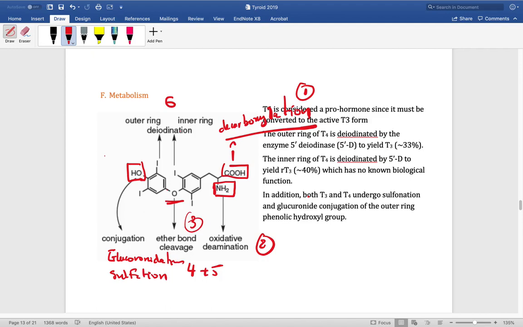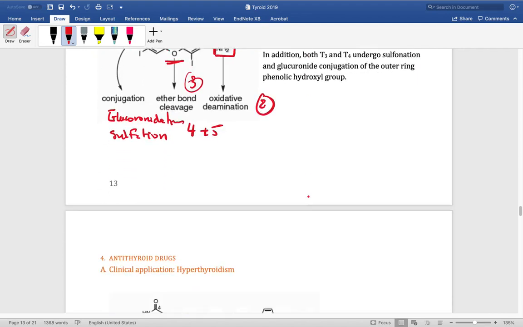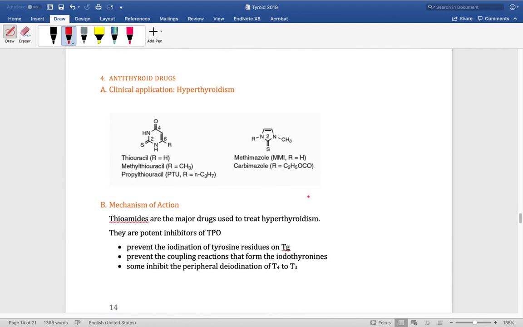All right, so let's continue here in our study of thyroid drugs. The next group of drugs that we'll take a look at are the anti-thyroid drugs. Now, the clinical application is hyperthyroidism. Okay, so when you have too much thyroid. So here you have the pharmacophore of the two big classes of drugs that we have.